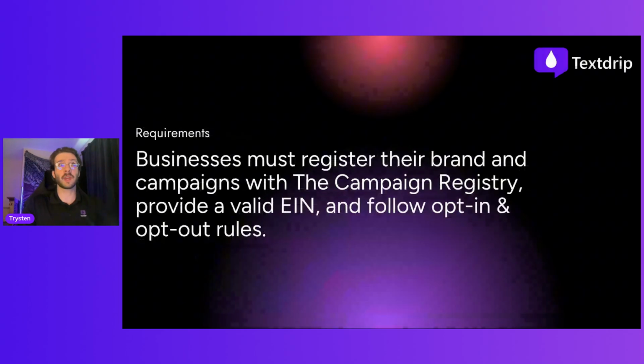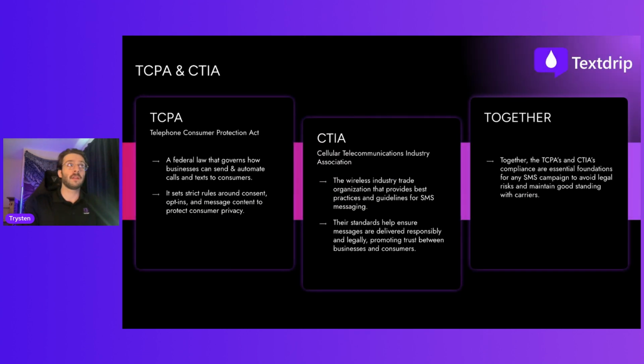The requirements. We kind of already covered all of them. So the businesses must register their brand and campaigns with the campaign registry. You have to provide a valid EIN, and you must follow both opt-in and opt-out rules when messaging. These requirements and this whole process kind of comes from the TCPA, which is the Telephone Consumer Protection Act. It's a federal law that governs how businesses can send and automate calls and texts to consumers. And it sets some pretty strict rules around consent, opt-ins, and message content with the goal of protecting consumer privacy.